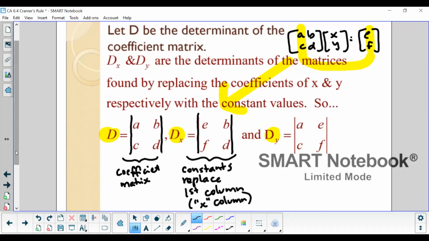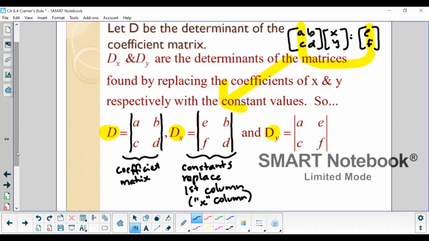And then if that's what D sub x is, you can probably figure out what D sub y is. D sub y is when the constants replace the second column, because the second column represents the y's. And so that's what's happening in this third determinant. The first column of the coefficients stays the same, it's A, C, but now the constants are in the second column. So the first column remained the same from the original coefficient matrix, and the second column is now E, F.